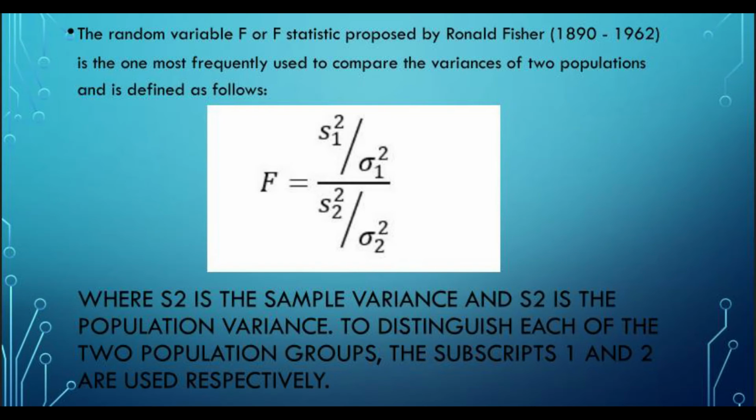The random variable F, or F statistic, proposed by Ronald Fisher is the one most frequently used to compare the variances of two populations and is defined as follows. F is equal to S1 squared over sigma 1 squared, over S2 squared over sigma 2 squared, where S is the sample variance and sigma squared is the population variance. To distinguish each of the two population groups, the subscripts 1 and 2 are used respectively.